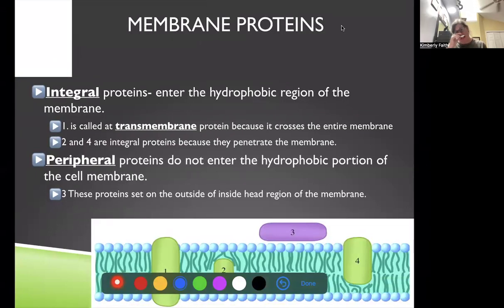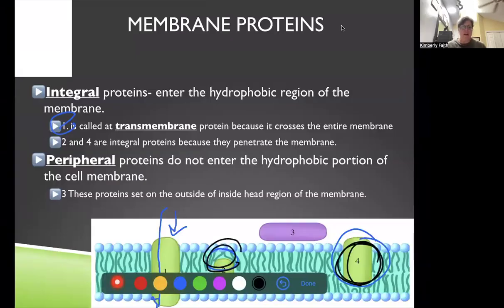We have proteins inside that membrane called integral proteins and peripheral. So the integral proteins, they enter the hydrophobic area. So you can see here, they're in here. Now, number one right here is called a transmembrane protein because it goes all the way across. Then we have 2 and 4, which is here and here. They are called integral proteins just because they penetrate, they go down into those hydrophobic tails.